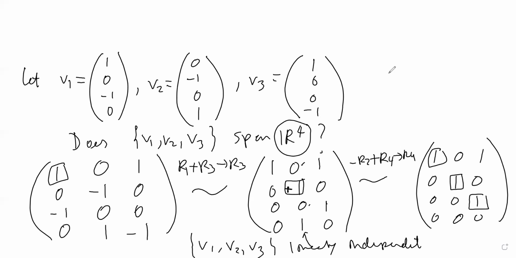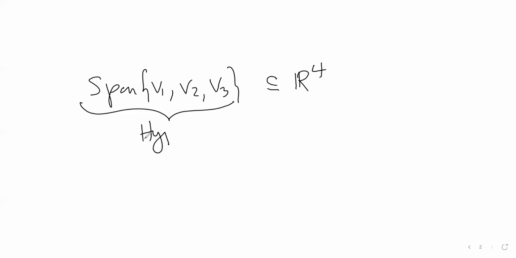So what will the span of this look like then? Let me write it here. The span of these vectors is going to be a space which is a subspace of R4. So it will just be a hyperplane. You can think of this as a hyperplane, because it's just a subset. So this will be a hyperplane, which is a subset of R4.